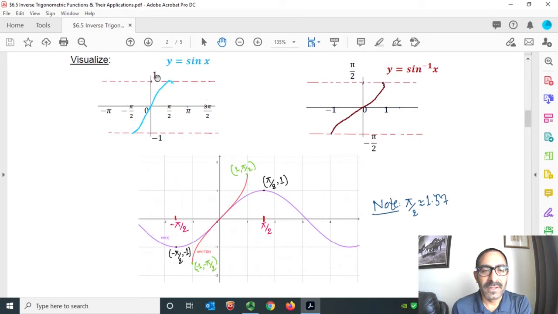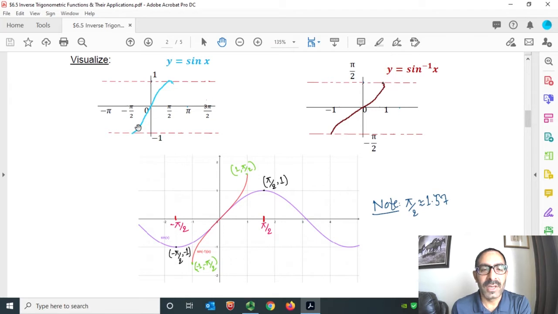First graph. This is the graph of y equals sine x. So the sine graph we are familiar with. It just goes wrapping around the x-axis, same to the left side. But I truncated the domain from negative pi half to positive pi half. So I'm only talking about this piece because this piece is 1 to 1.